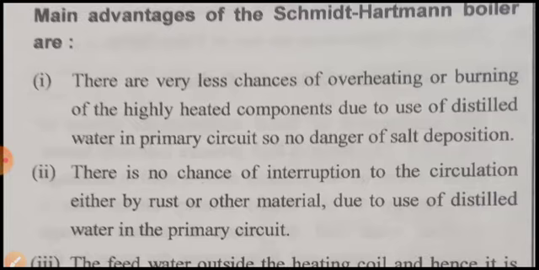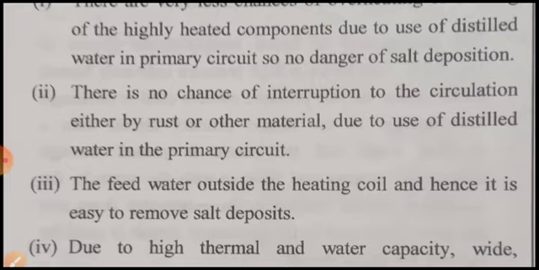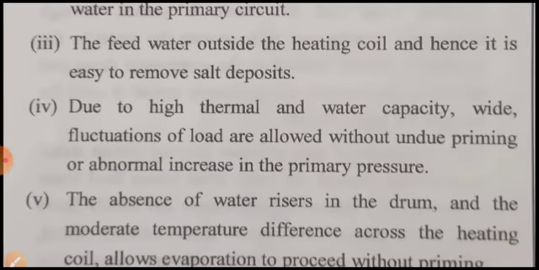As we have discussed, there is no chance of interruption of the circulation either by rust or other matter due to the use of distilled water in the primary circuit. The feed water is outside the heating coil, and hence it is easy to remove salt deposition. You can see all the feed water is outside the boiler, so cleaning of that tubing outside the boiler is easy, because it is easily accessible for removal and fitment.